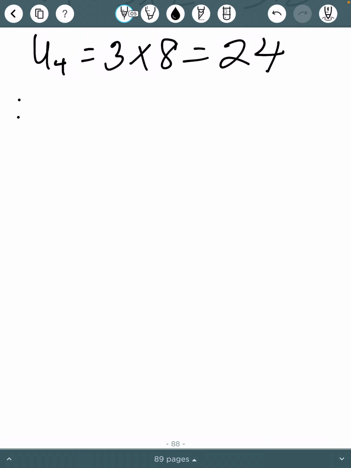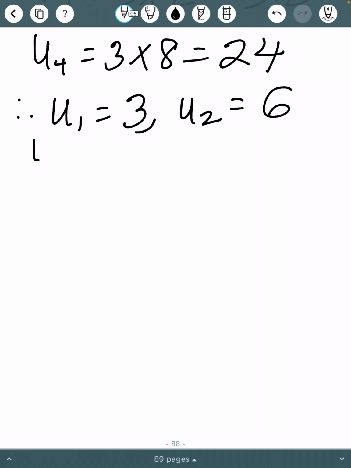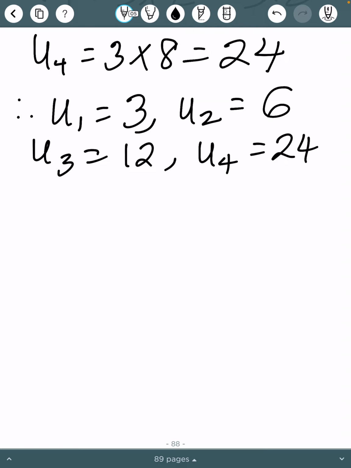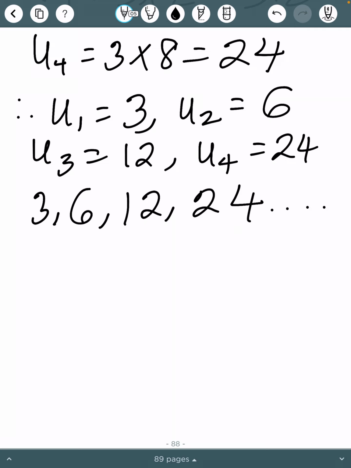Now, this means that our u1 first term will be what? 3. Our u2 second term will be what? 6. Our u3 third term will be 12. And our u4 fourth term will be 24. Now, let us look at this very well. What kind of progression does this look like? 3, 6, 12, 24, and so on. This looks like a geometric progression with common ratio 2.